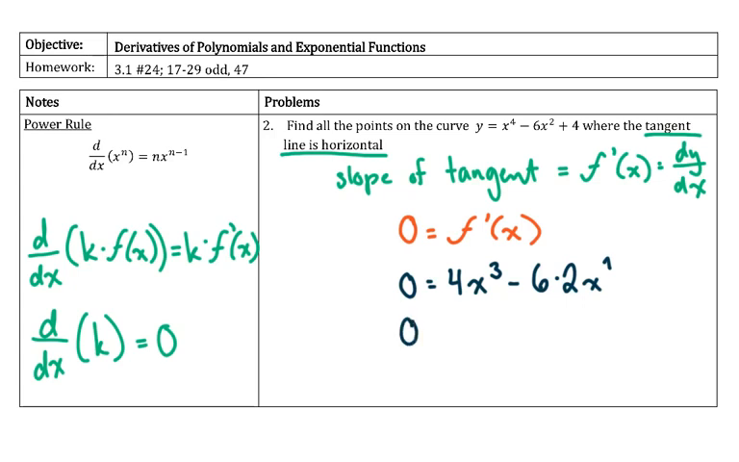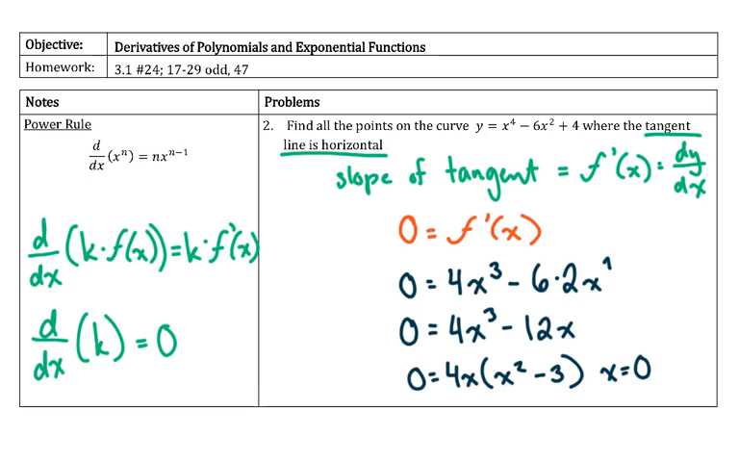I'm going to simplify. 0 is equal to 4x cubed minus 12x. And now you can just solve it like a polynomial. I'm going to factor out the greatest coefficient, which is 4x times x squared minus 3. So then the solution for that first factor, 0 is equal to 4x, so x equals 0. And for the second one, it would be plus or minus root 3. So these are all the x values.